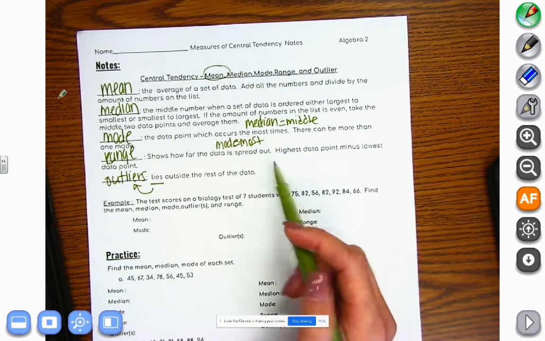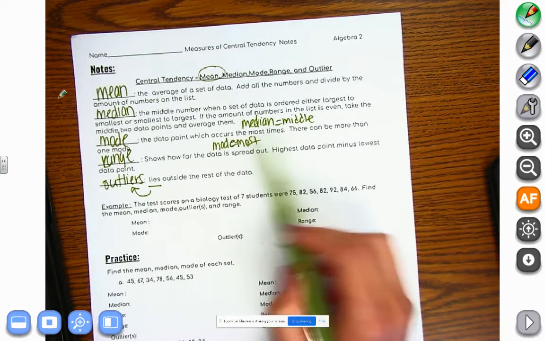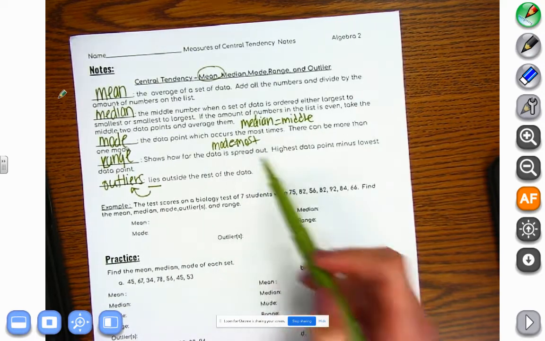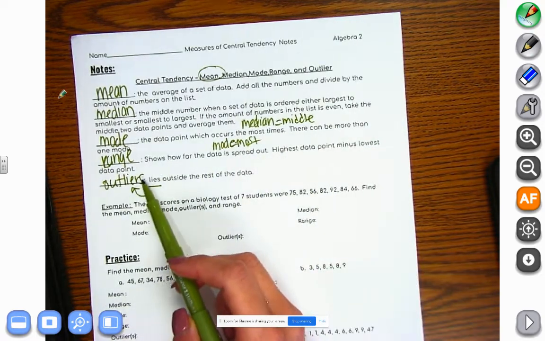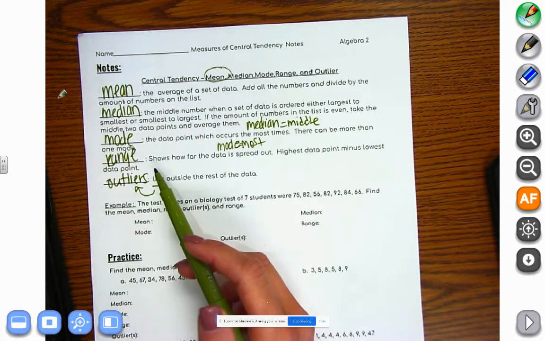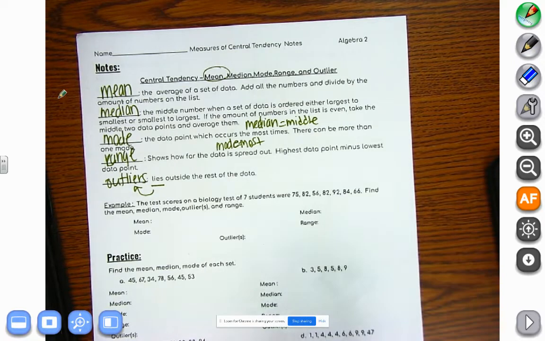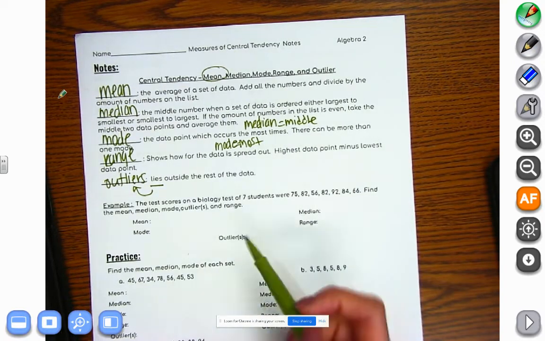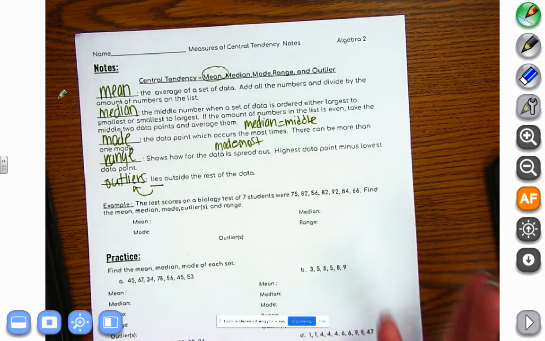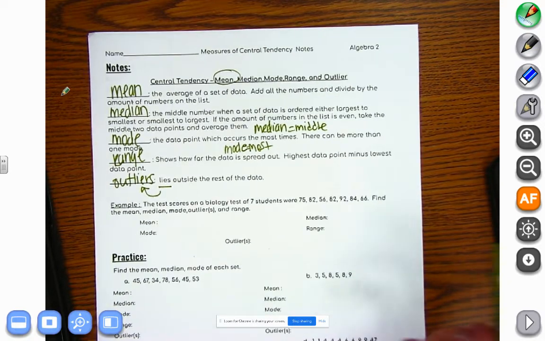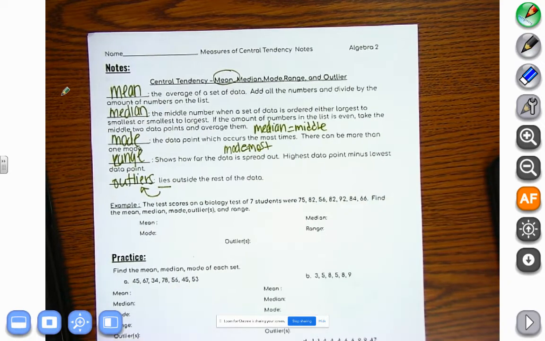So looking at this, I just put little helpful tips on here. Median equals middle, mode equals most. Our range shows how the data is spread out. So it will be your highest point minus the lowest point. And then outliers are a number that lies outside of the rest of the data. So if you have a bunch of test scores that are in the high 80s, 90s, but then you have a 3, that would be an outlier because it's not close to the rest of the numbers.